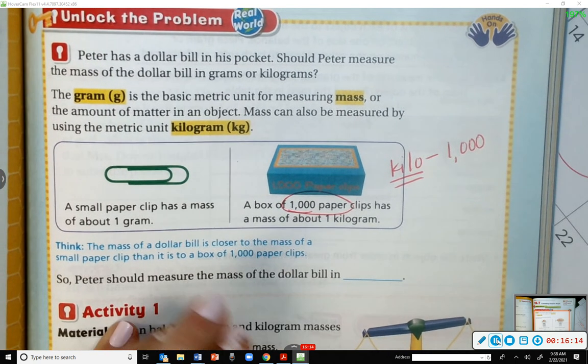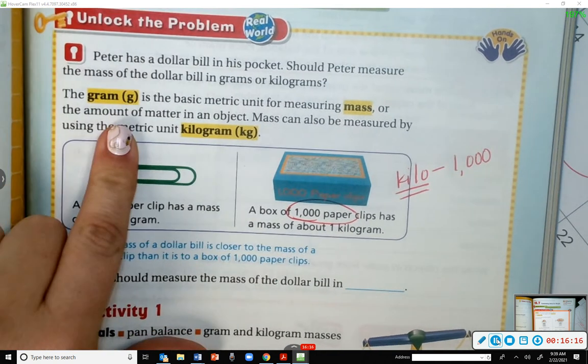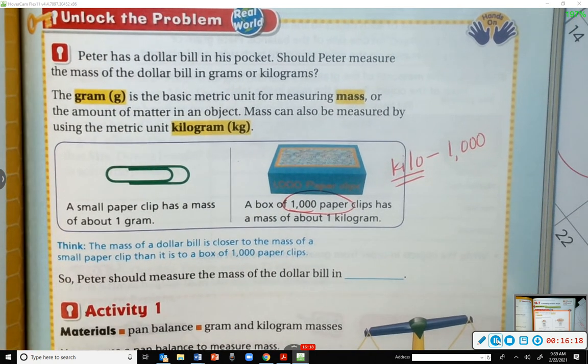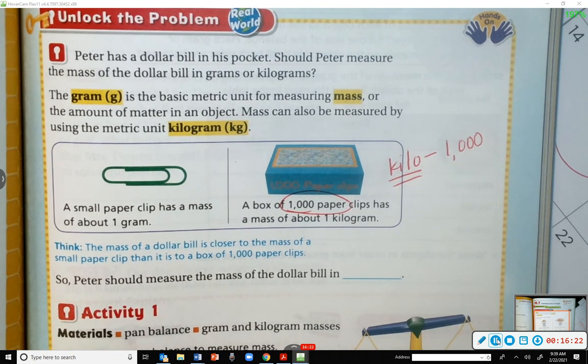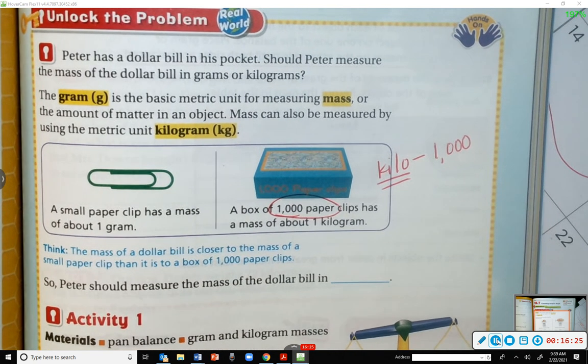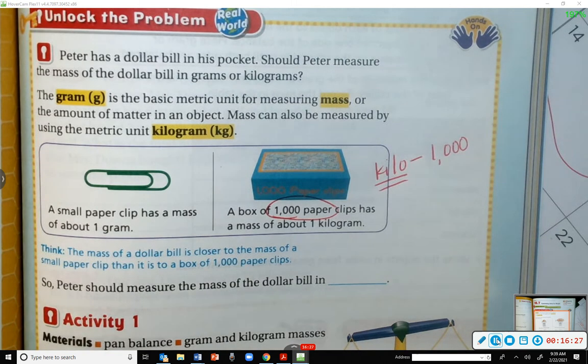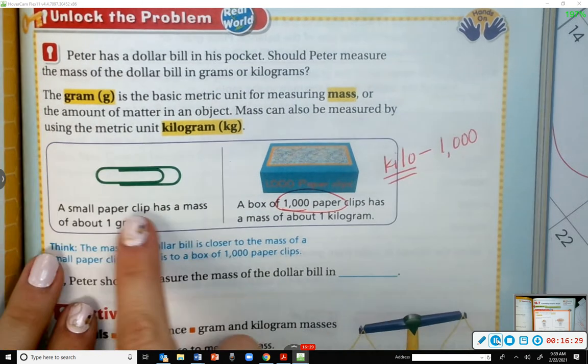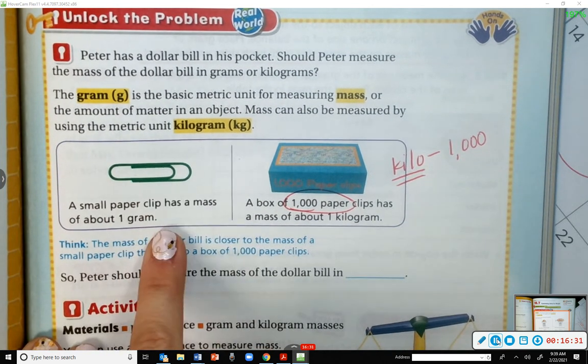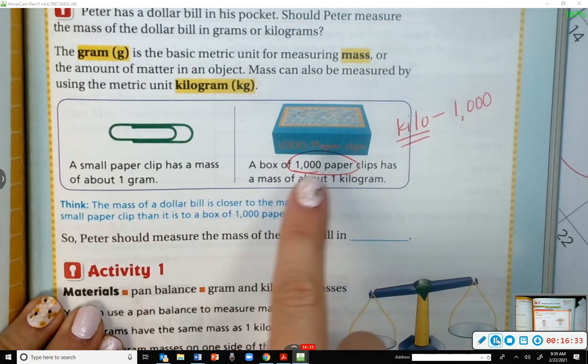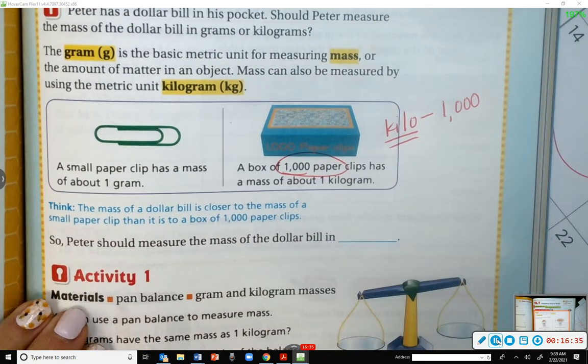Okay? So let's look at what this word problem says. It says, Peter has a dollar bill in his pocket. Should Peter measure the mass of the dollar bill in grams or kilograms? Okay, so think about the weight of a dollar bill. If you hold it in your hand, you think it would feel about like a paper clip or maybe like 1,000 paper clips.